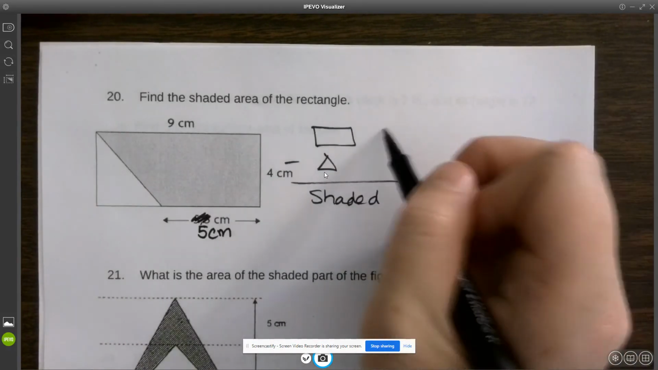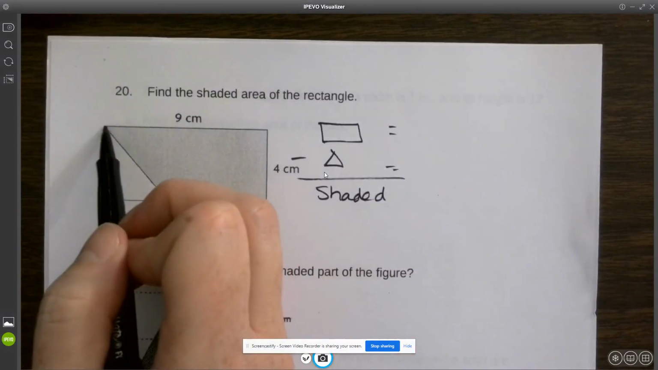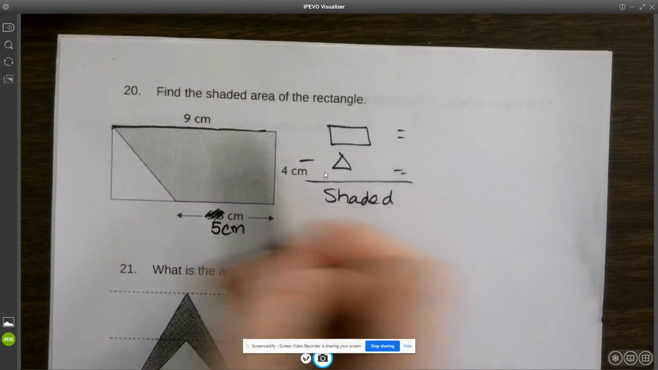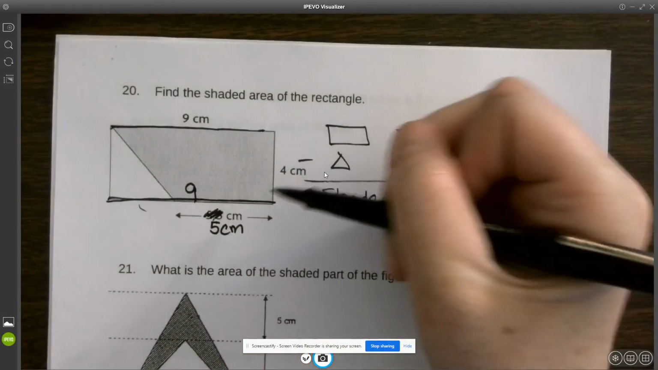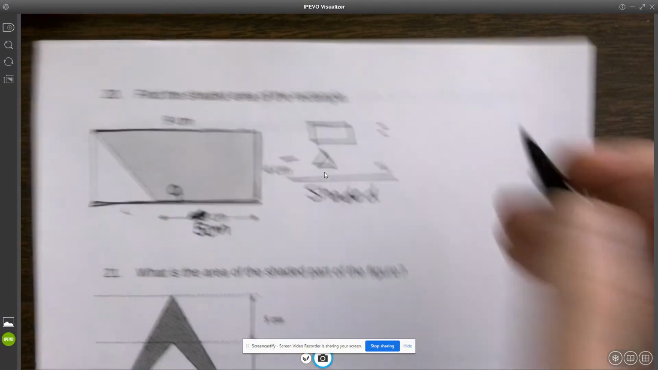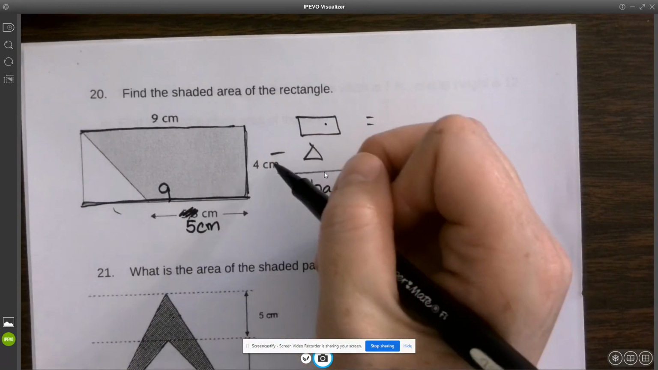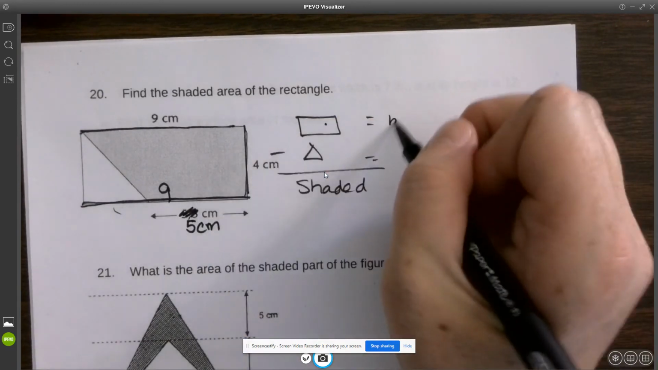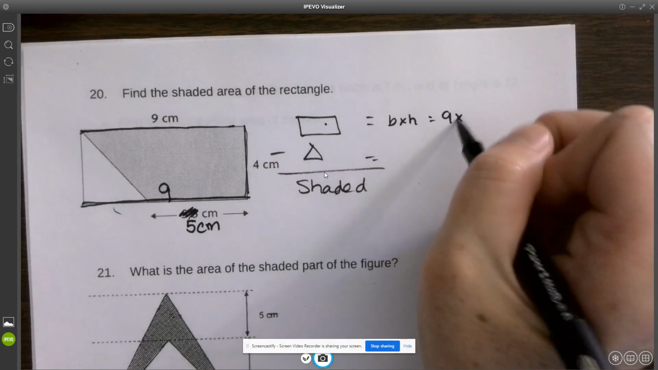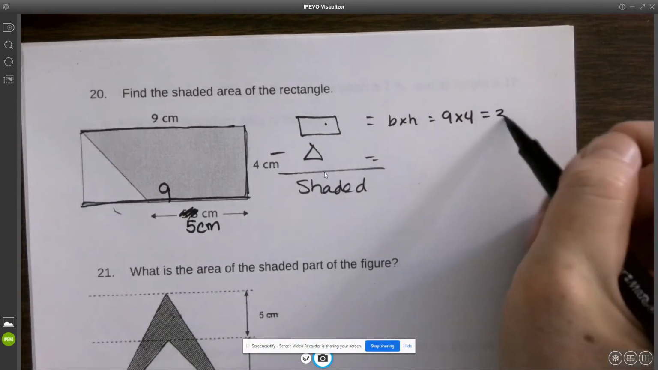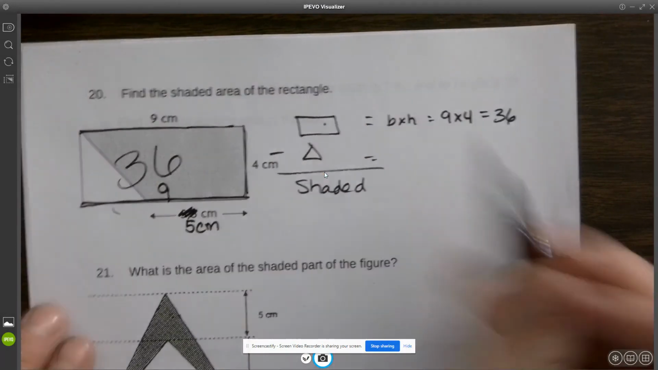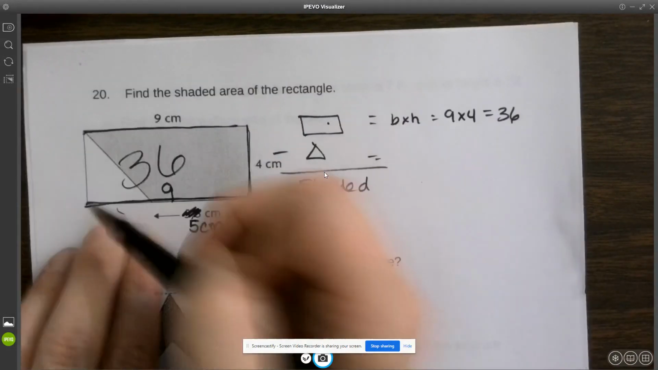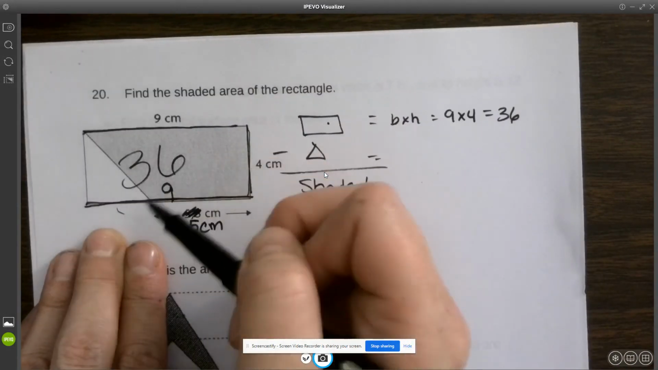Okay, so if from here to here is 9, that means from here to here is 9, right? The base is 9. How high up does it go? 4. So the area of the rectangle is 9 times 4 because it's base times height. So that would be 36. So this whole thing is 36. But we only want this part, so we have to subtract this right here.